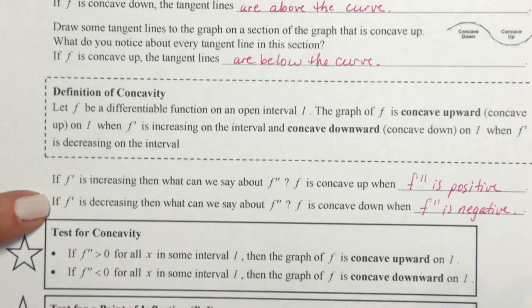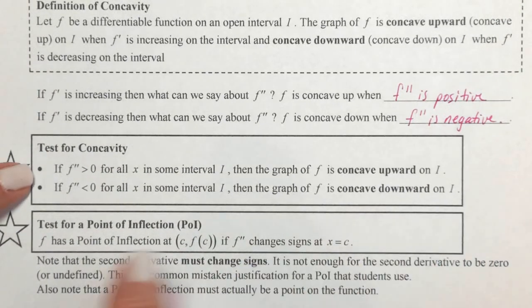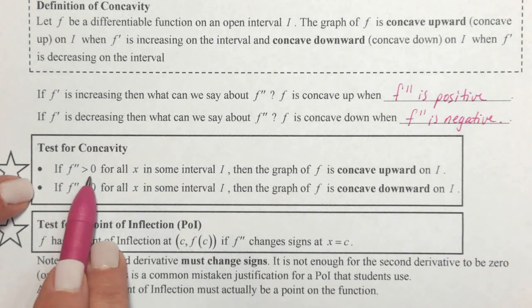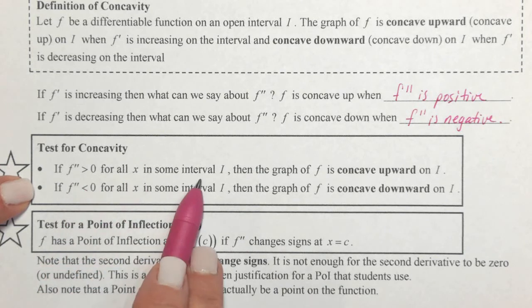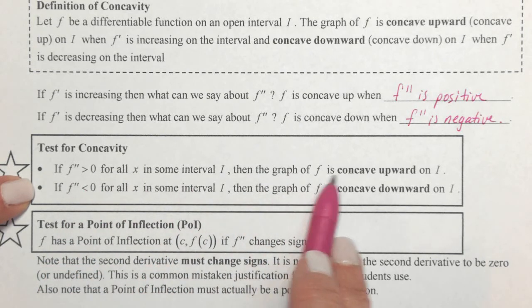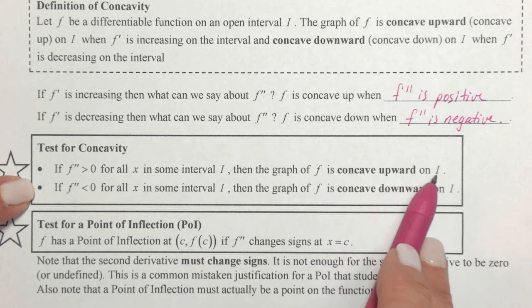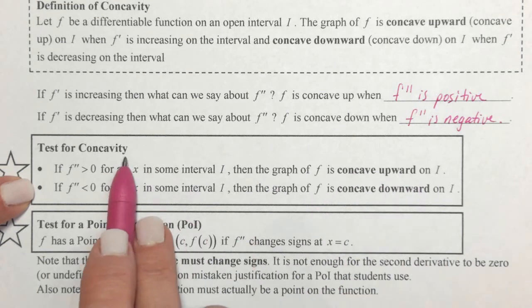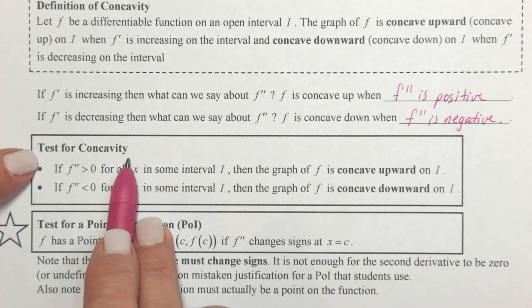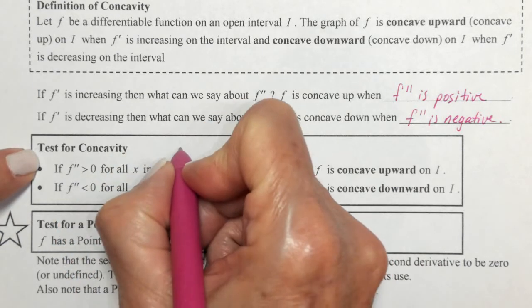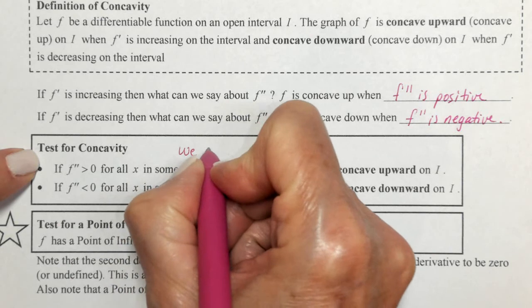And that is our test for concavity. If f double prime is positive for all x in some interval, then the graph of f is concave up on that interval. Okay, for concavity, unlike increasing and decreasing, for concavity we do not include boundaries.